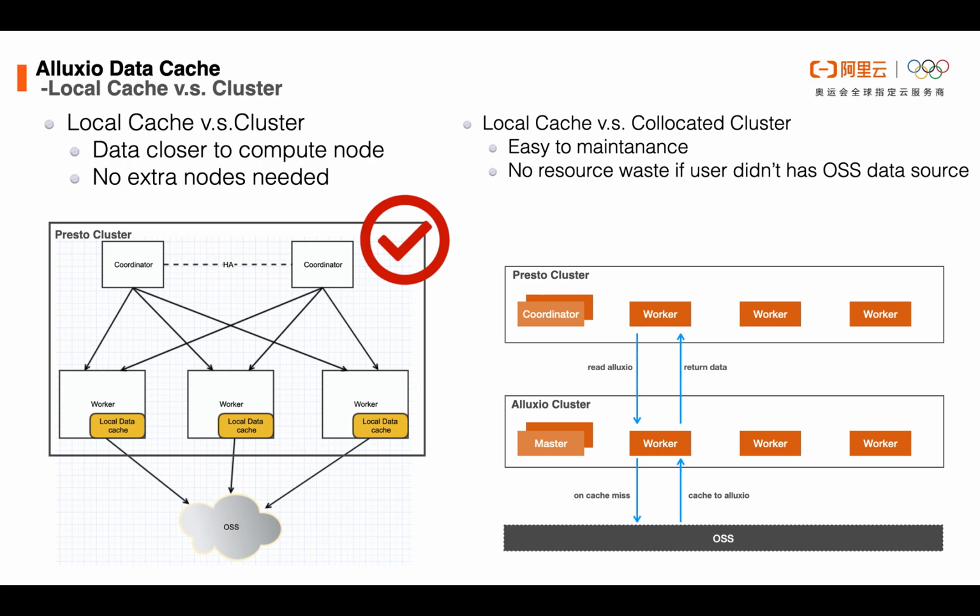There might be another option to co-locate the Alluxio cluster and the Presto cluster together. But in the co-located cluster, the maintenance would be more complicated because you need to manage two processes, and also for the users who do not have OSS as data source, the resource used by the Alluxio process would be a waste.